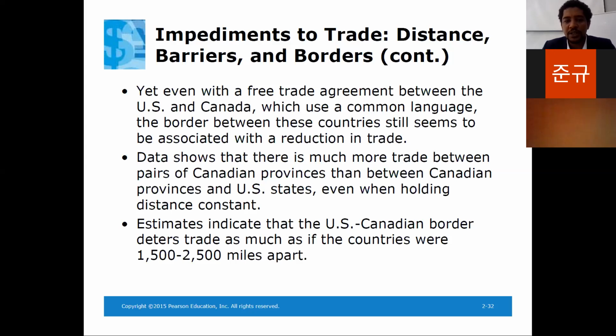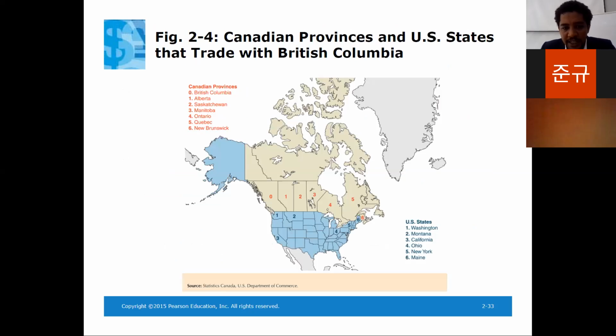The data shows that there is much more trade between pairs of Canadian provinces than between Canadian provinces and US states, even when holding distance constant. These estimates indicate that the US-Canadian border deters trade as much as if the countries were very far apart from each other.